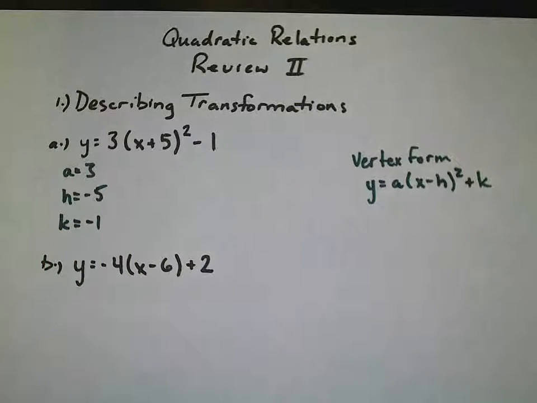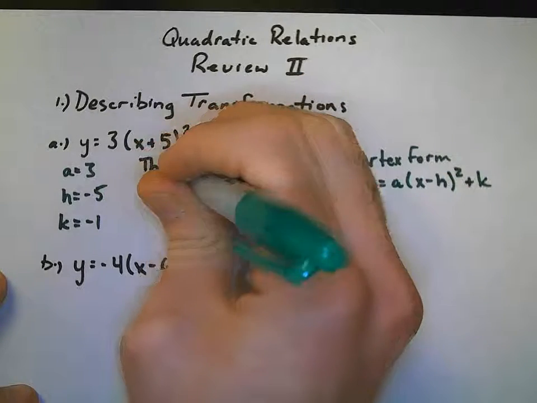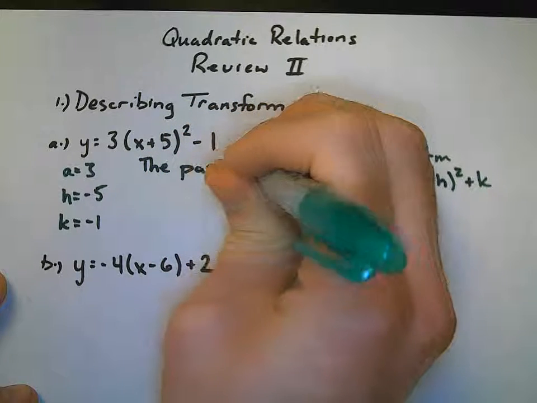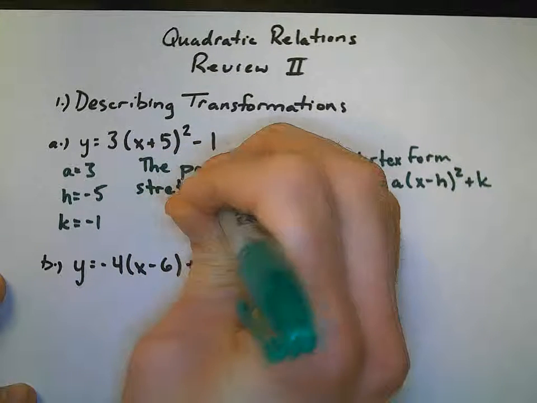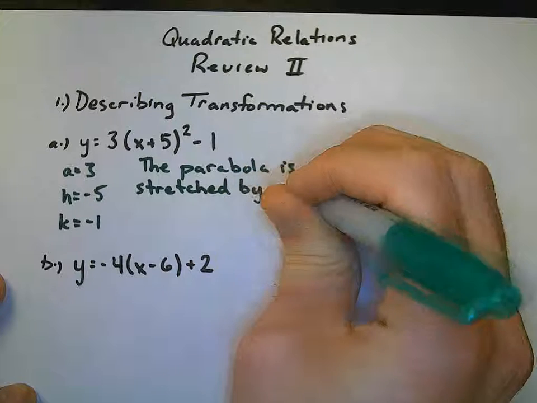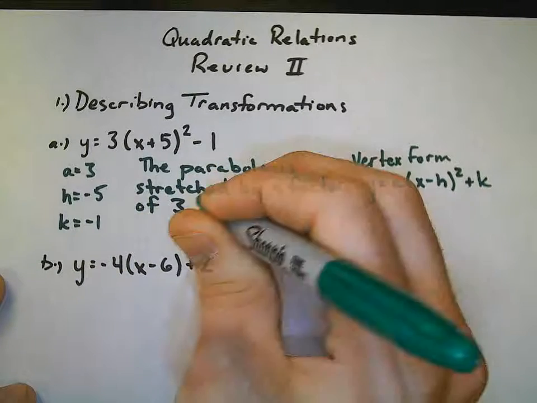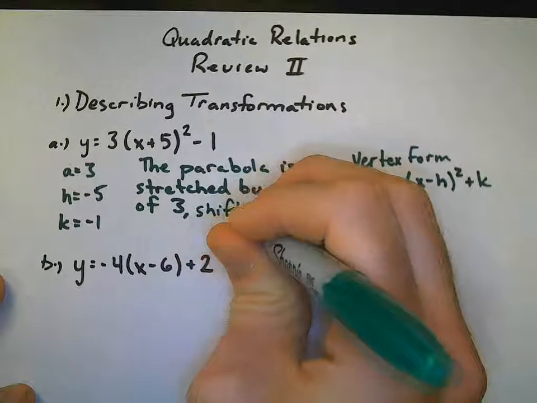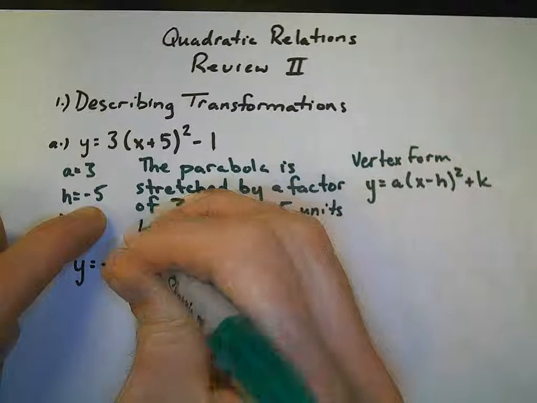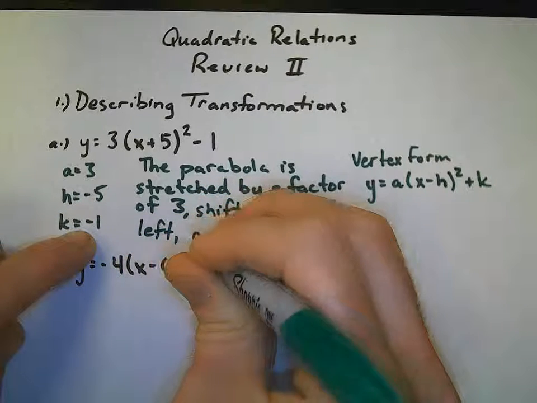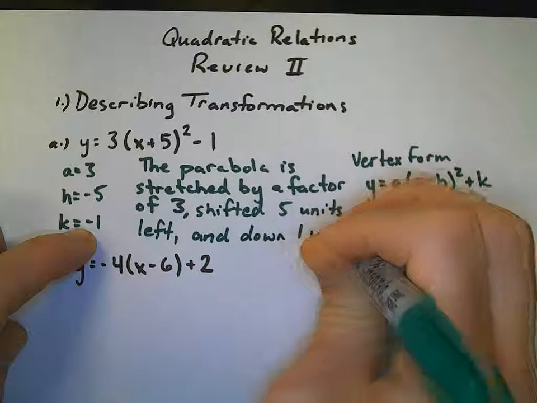What this tells you, to describe this transformation of y equals x squared, is that the parabola is stretched by a factor of 3. It is shifted 5 units left. That's from the h. And the negative 1 tells me down 1 unit.